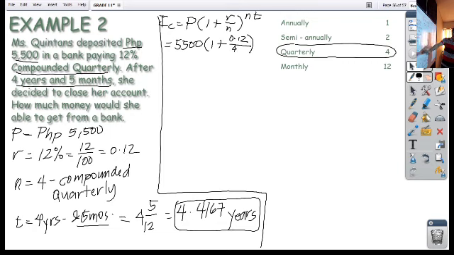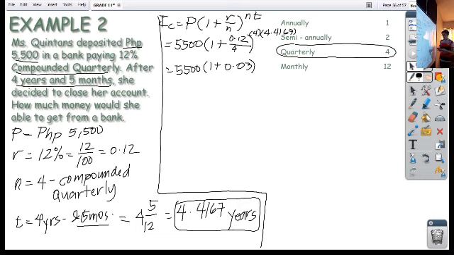And then next, the value of n, that is 4. And then the value of time, that is 4.4167. Yan. So, sana po nakikita nyo pa po siya, no? Ng magandang tignan. Next, as you can see naman, ang susunod po natin gagawin is 5,500, bring down pa din. And then, quantity of 1 plus 0.12, ngayon, i-divide mo siya kay 4. So, that is 0.03.